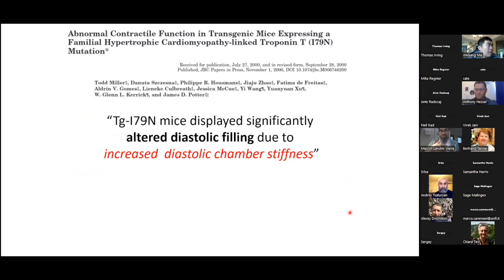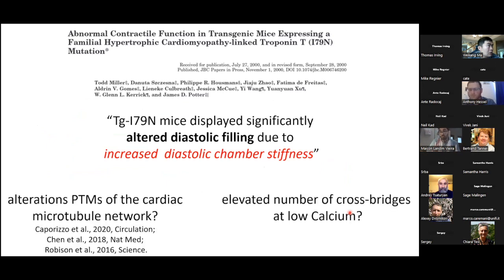So back in time, 23 years ago, Dr. Potter's group published this paper where they found that the I79N mice displayed significantly impaired diastolic filling due to increased diastolic chamber stiffness. But that increase in chamber stiffness could be due to a variety of things, right? So we first thought about two things. One, alterations in post-translational modifications of the cardiac microtubule network. And the second one could be due to an elevated number of cross-bridges at low calcium.